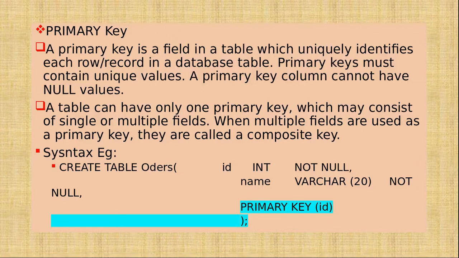A table can have only one primary key, which may consist of single or multiple fields. When multiple fields are used as a primary key, they are called a composite key. You can see a simple example for that constraint. Please refer to it closely.